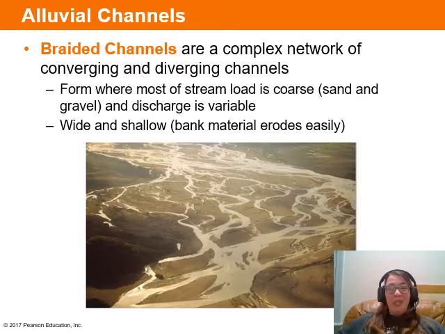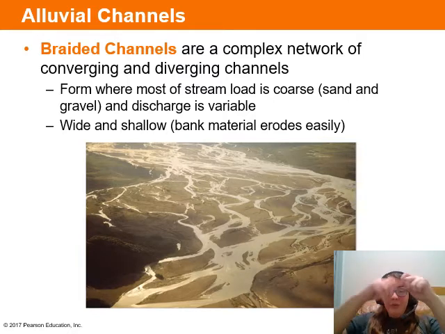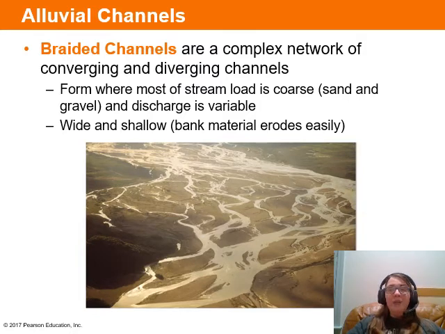So these braided channels are really complex. Think about braided hair. You're going to have three strands that you're pulling in together and then separating again to form a braid. Here, these braided channels work in the same way. We have very thin, small streams that are converging together at points and joining each other, and then diverging or separating away. So with these braided channels, they're going to be very different from our meandering channels.